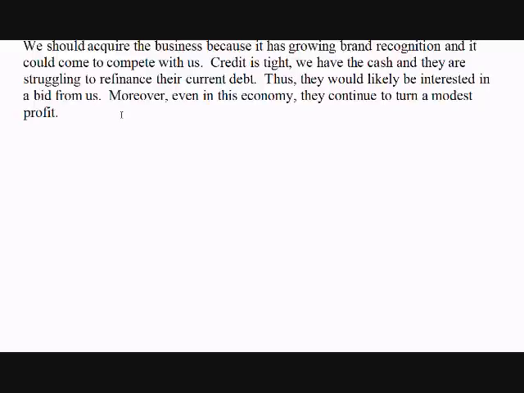We should acquire the business because it has growing brand recognition and it could come to compete with us. Credit is tight. We have the cash and they are struggling to refinance their current debt. Thus, they would likely be interested in a bid from us. Moreover, even in this economy, they continue to turn a modest profit.